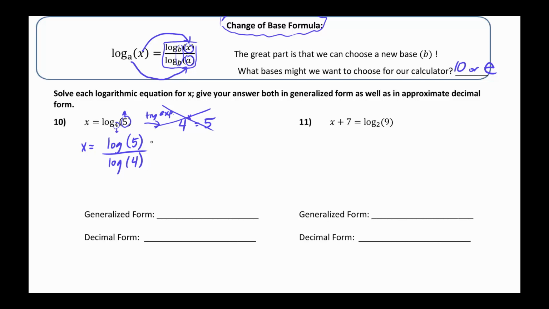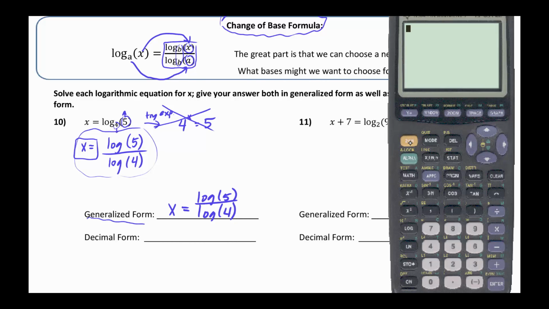So if I put this in my calculator, I'm going to get a decimal. What we've done actually already is we've found the answer. This is the perfect answer. We call that generalized form. It's without any decimals. It's what you're left over with when you get x equals. So let's write that down, and then we'll find the actual decimal. This is a number: log of 5 over log of 4.